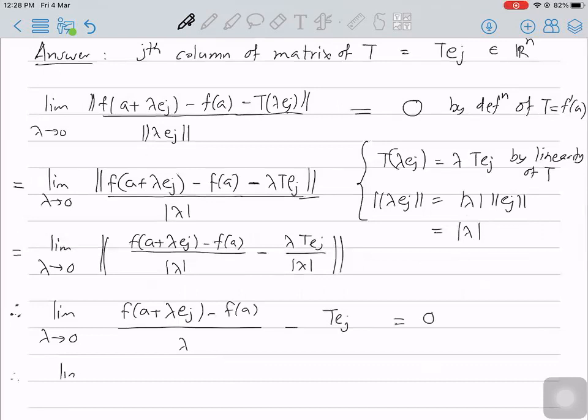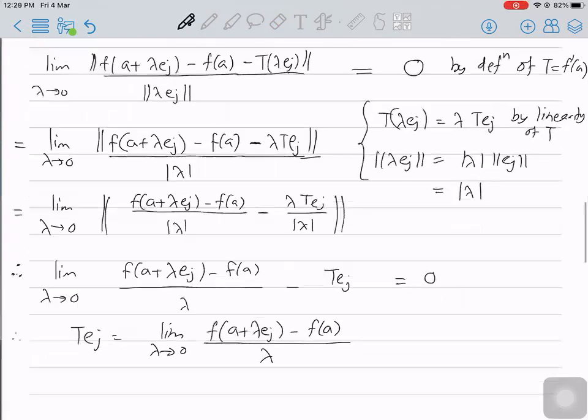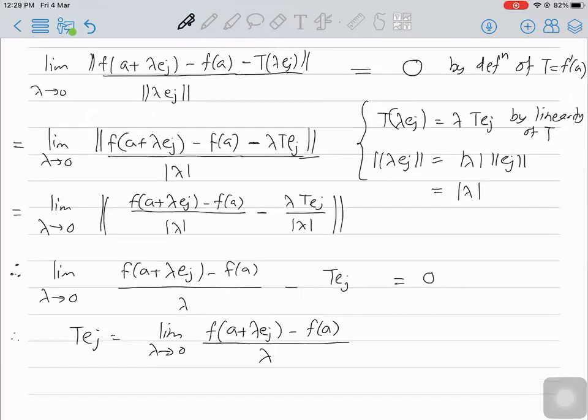So what do I get? Let's write it the other way around. We have answered our question. p ej is equal to the limit as lambda approaches 0 of f of a plus lambda ej minus f of a, divided by lambda. Okay, any questions so far?